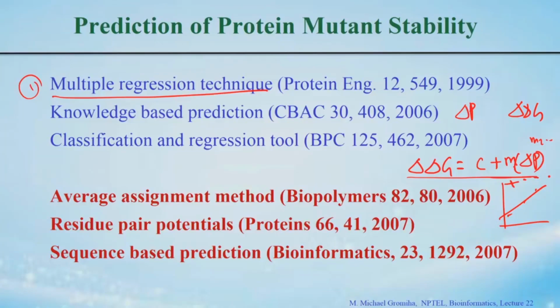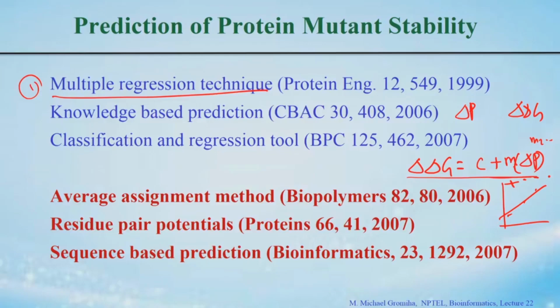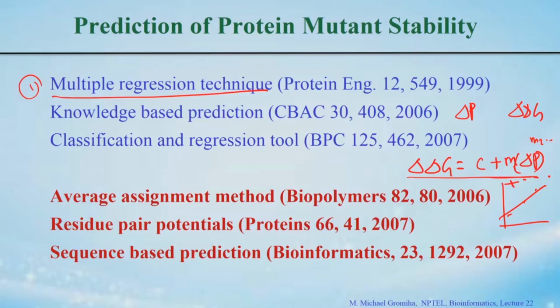Then there are also other techniques such as knowledge based prediction, because you can obtain information from the mutation and use it for prediction. Then we can use classification and regression tools, the average assignment method, pair potentials as well as sequence based prediction. Currently, in the literature, several methods are available for predicting the stability change upon mutation. We will discuss a few methods, mainly the average assignment methods, pair potentials, as well as how to predict from the sequence.